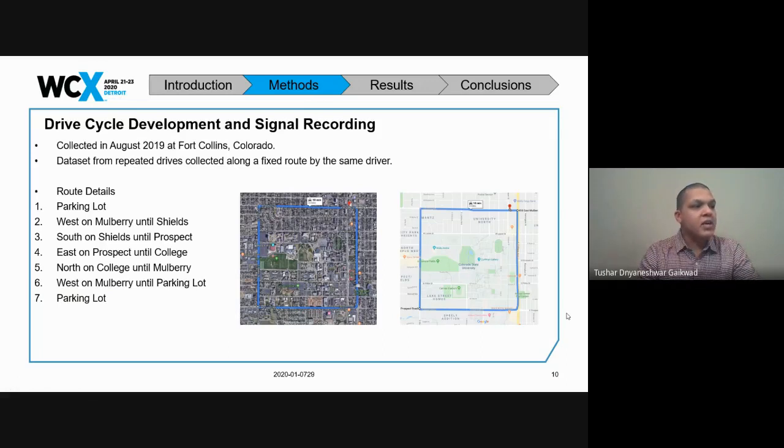Now we'll talk about drive cycle development and signal recording. Our collaborators at CSU developed the drive cycle in August 2019 in Fort Collins, Colorado. They drove a 2019 Chevy Blazer equipped with different sensors on a fixed route. The dataset from repeated drives was collected along the route by the same driver. This figure shows the actual map of the drive, which is an urban area. These are the route details used for the drive cycle.